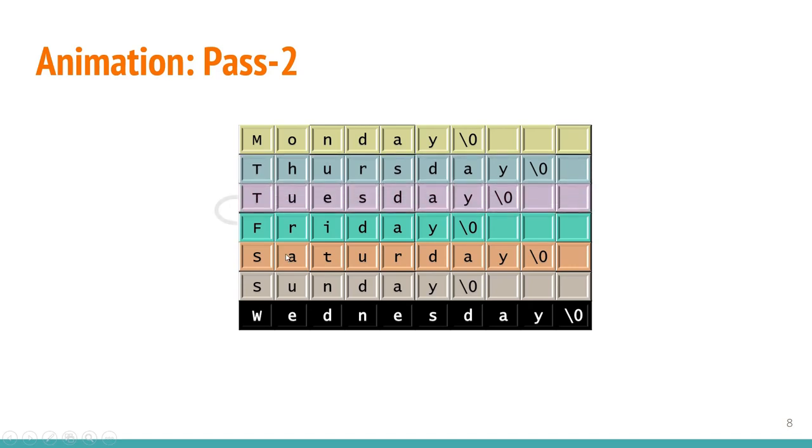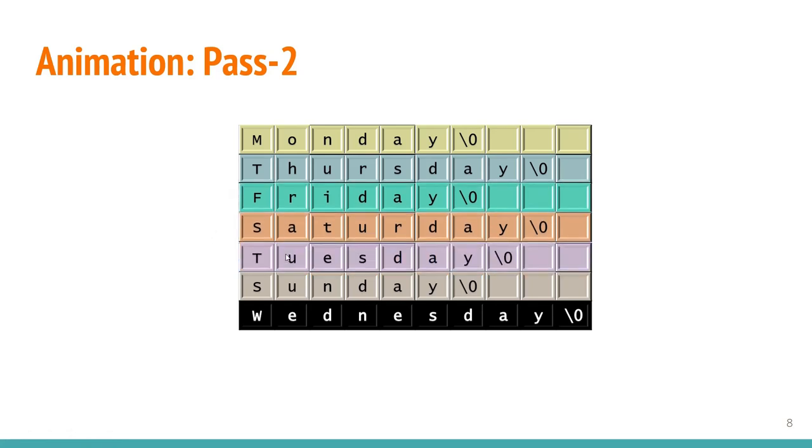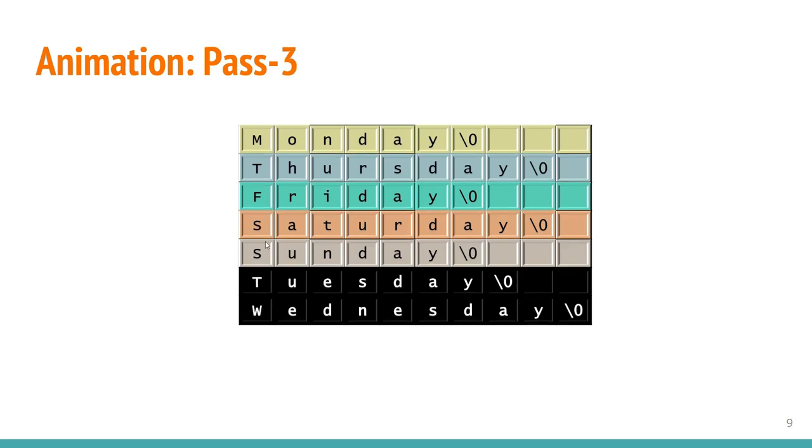Then compare Tuesday with Friday, there will be a swap. Then compare Tuesday with Saturday, there will be a swap. Then compare Tuesday with Sunday, there will be a swap. So this is the end of pass 2, because there is no need to compare Tuesday with Wednesday. This is because Wednesday is already fixed in the previous pass. Next, you fix Tuesday and start with the third pass.